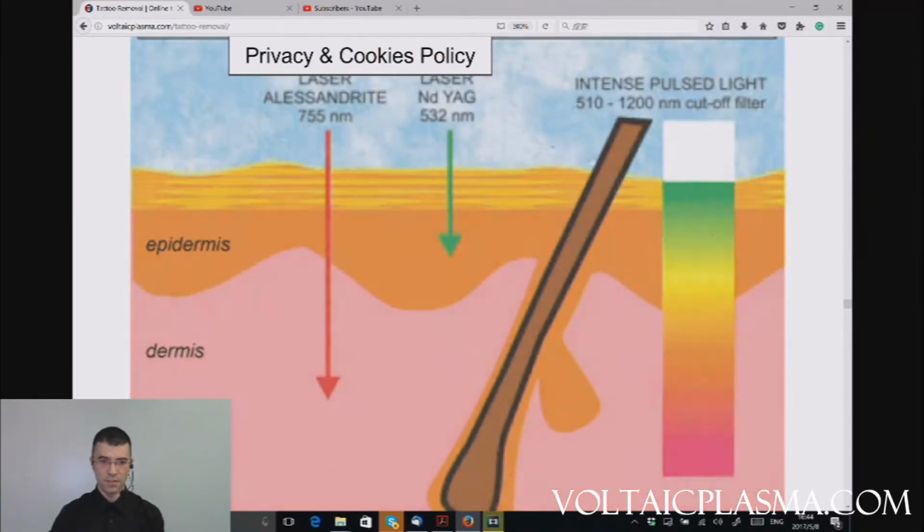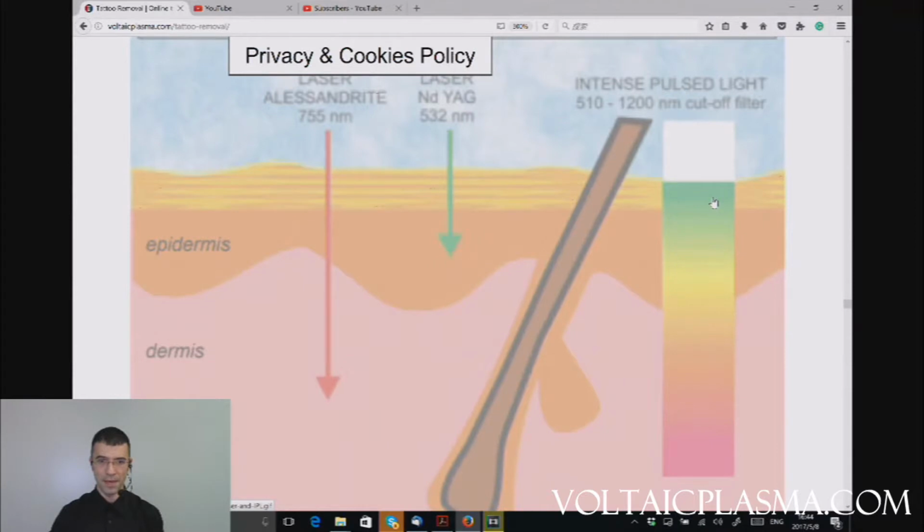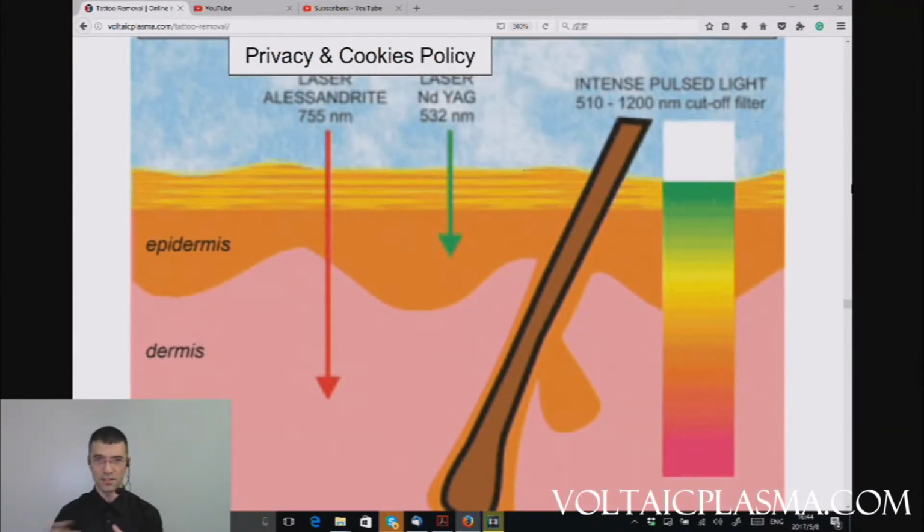And this is just a graph showing you the difference between IPL and lasers. Lasers are focused sources of light which have got a certain wavelength, which sometimes, depending on the device you're using, you can select. Other times you've only got a number of wavelengths, depending again on the manufacturing of the lasers. Whereas the intense pulse light has got a number of wavelengths all at once. So you've got a number of colors in there, so it's not as narrow in terms of bandwidth as a normal laser.